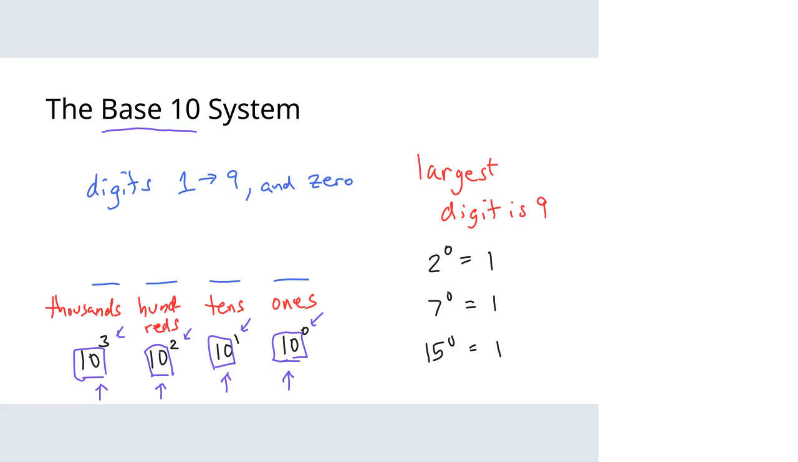Any questions so far? Great. Base 10 system, largest digit is 9, and it's called base 10 because that's the base we use with those exponents to get the values of those place value positions.